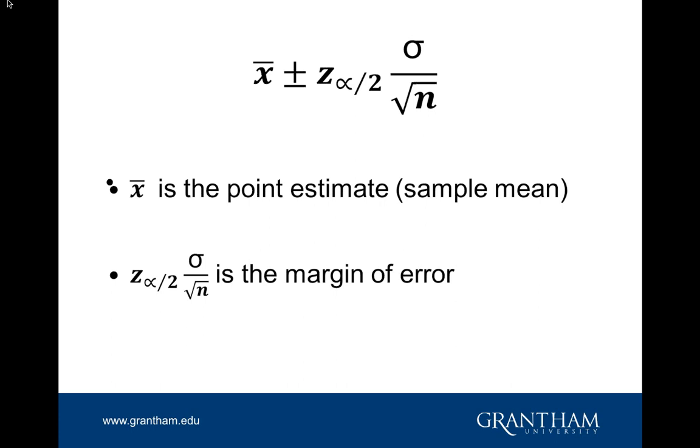Now, what's on the right of the plus or minus sign? The z alpha over 2 times the sigma over the square root of n. This is referred to as the margin of error. And this is what Excel will give you, the margin of error. And you'll have to use the margin of error to come up with your confidence interval.